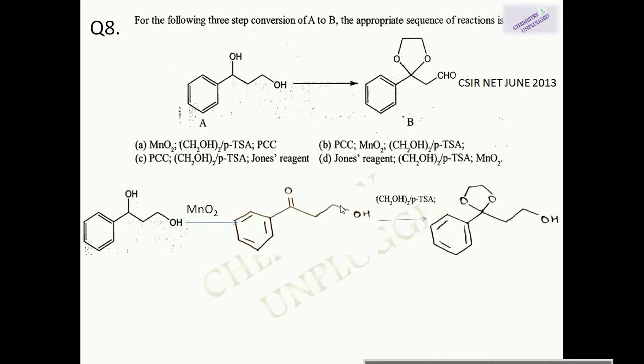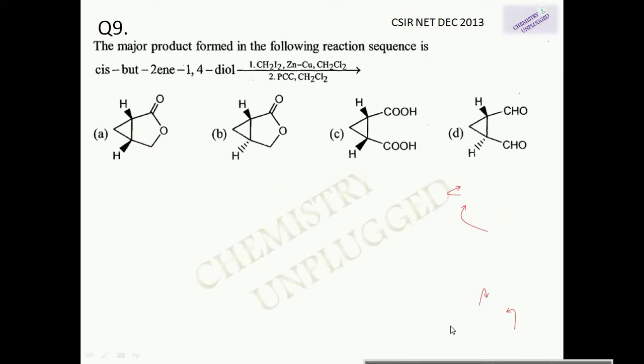In next step we are using glycol. This glycol will remove this oxygen atom and it will be attached to this carbon atom. In next step we can use PCC, and this PCC can convert this primary alcohol into aldehyde. So option A will be the correct answer. In next question we have cis-but-2-ene-1,4-diol and we are using these reagents. So we have to identify final product.